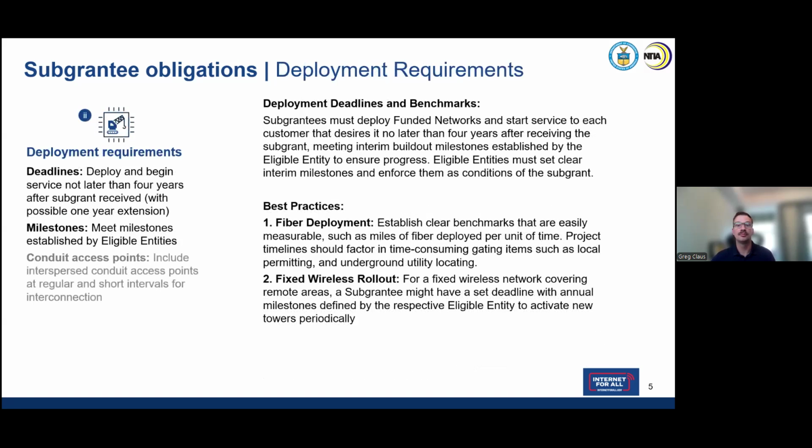Switching from network requirements to deployment requirements, again, we're still going through all of the subgrantee obligations. The timeline. So BEAD-funded networks, once you are awarded your grant document from the state and you sign it, you will have 4 years to build and deploy your network that you said you're going to build. And that's 4 years from the date of signing that grant agreement.